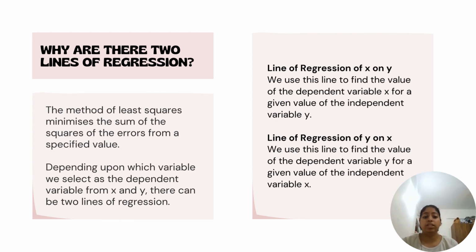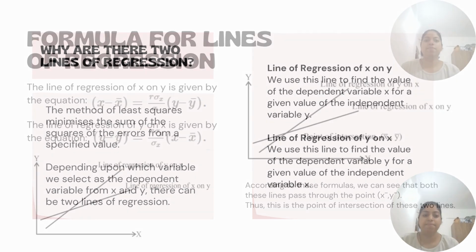Line of regression of y on x. We use this line to find the value of the dependent variable y for a given value of the independent variable x. Here we use the method of least squares to minimize the squares of errors of the available values of x from the mean of x, that is called x bar.